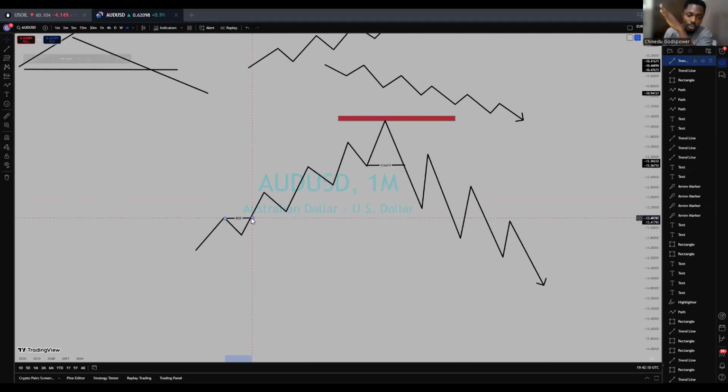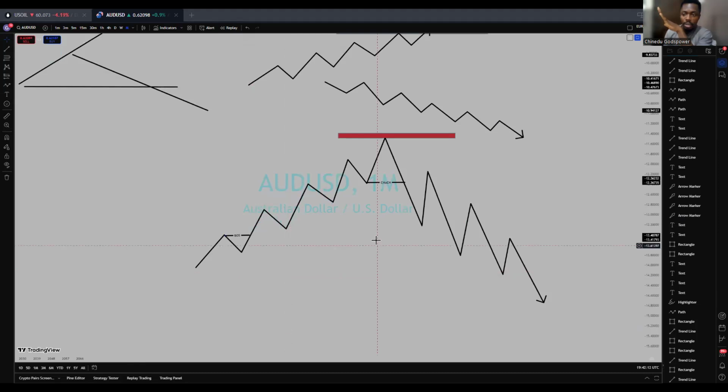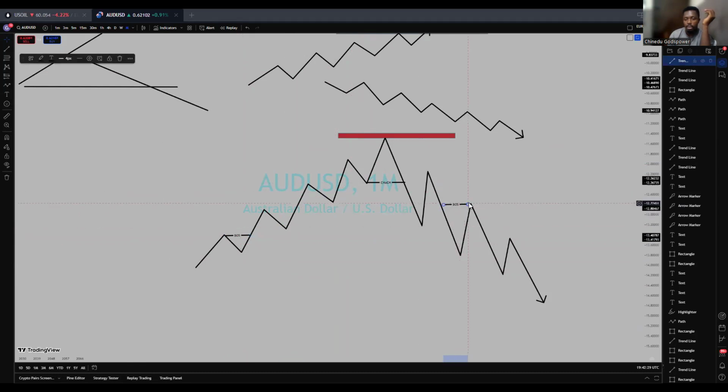I don't want you to stress yourself about this. You're still going to have a note on all of these things. What I'm showing you today is an introduction to market structure and technical analysis. This is what we'll be dealing with. This is how price moves. And you don't need to bother yourself. You guys are going to get this.